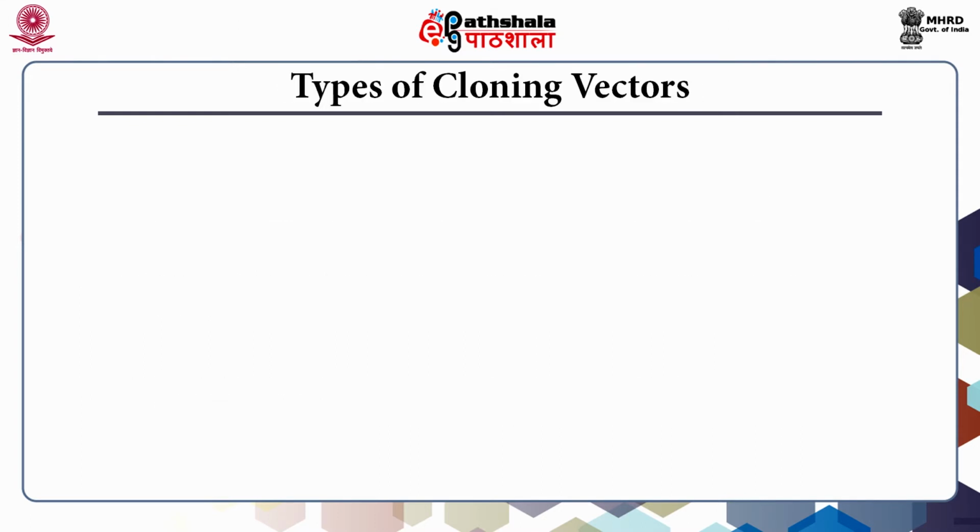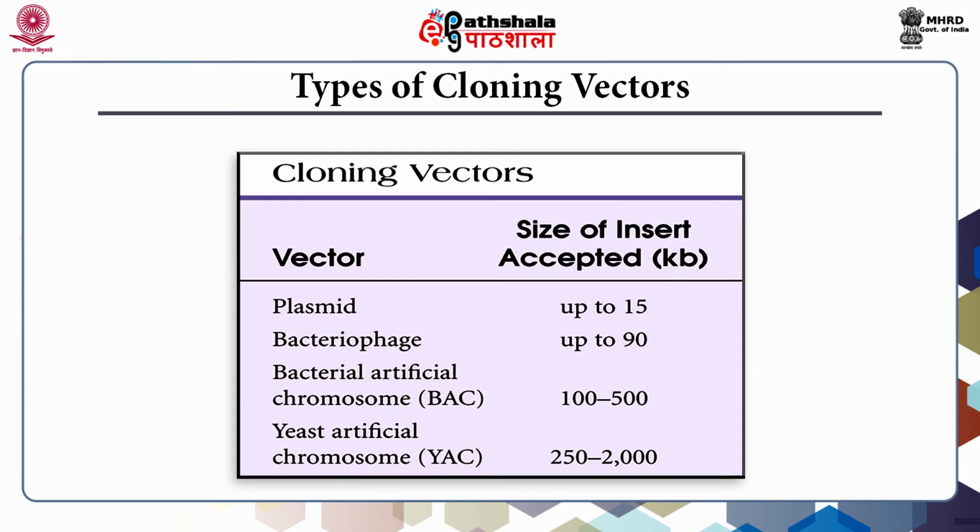Types of cloning vectors. There are different types of cloning vectors used to carry the gene of interest. The cloning vector can be selected based on the size of the DNA fragment to be inserted in the host cell. Different types of cloning vectors are shown in the table below. These include plasmid, which can accept an insert of size 15 kb, a bacteriophage that can accept an insert of size 90 kb, bacterial artificial chromosome that can accept inserts of size 100 to 500 kb, and yeast artificial chromosome that can accept inserts of size in the range of 250 to 2000 kb.